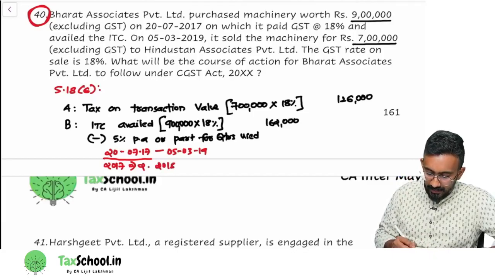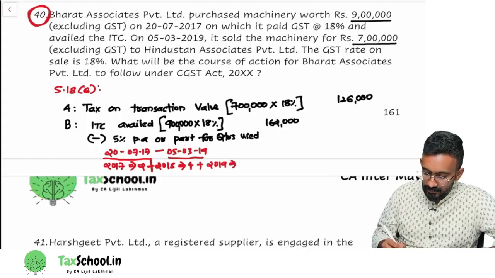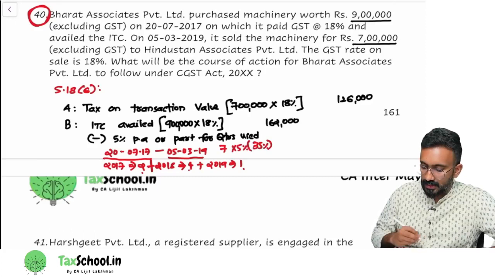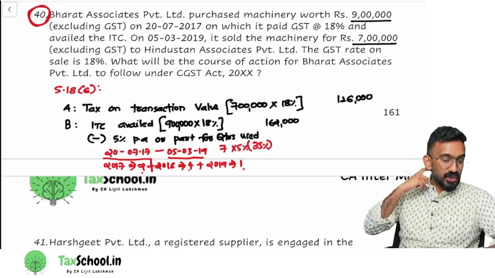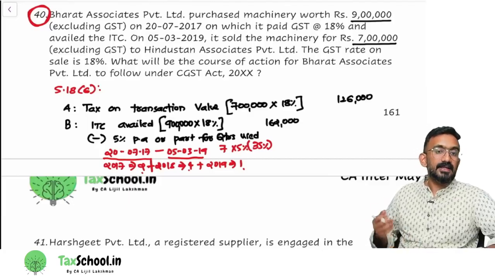2018, how many quarters I've used? Full 4 quarters because I sold it only by 2019. Then, 2019, I sold it in March, but I have used part of a quarter. I should treat it as full quarter. 1. So 2 plus 4 plus 1, 7 quarters into 5%. So how much I can reduce? 35% I can reduce. Can you tell me the amount? 35% of 1,62,000. How much will that be? That is the amount that I can take as ITC.